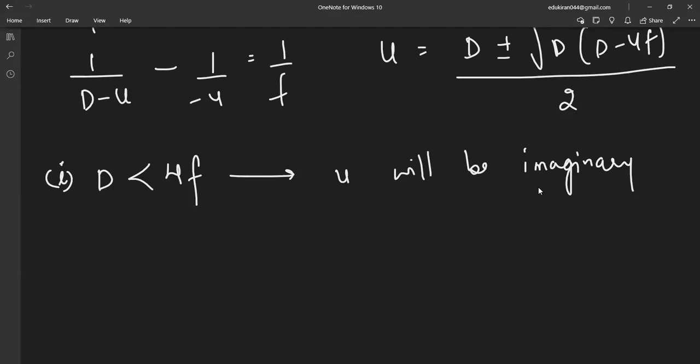Physically, there is no possibility of such a length. Mathematically you will get this case, but physically it is not possible. That object is kept at this distance, and it cannot be kept within the lens. So this is physically impossible.